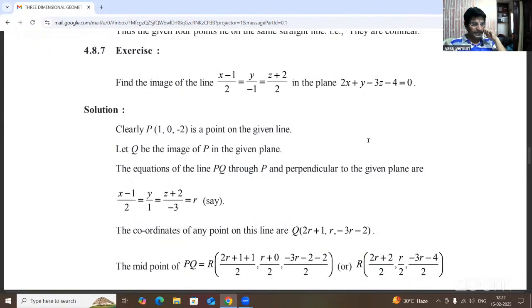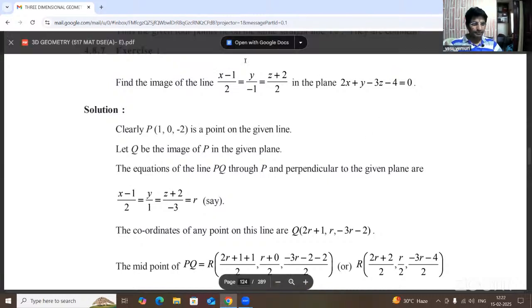So here the point is 1, 0, minus 2. You are given the coordinates of a point on the line. Especially, the point on the line x1, y1, z1 is 1, and here there is no y1, so that's why 0. 1, 0, minus of minus 2 means minus 2. So 1, 0, minus 2 is the point on the given line, to be the image of the point in the given plane. So you just have to write x minus 1 by 2 equal to y by 1 equal to, according to the normals, 2, 1, minus 3.